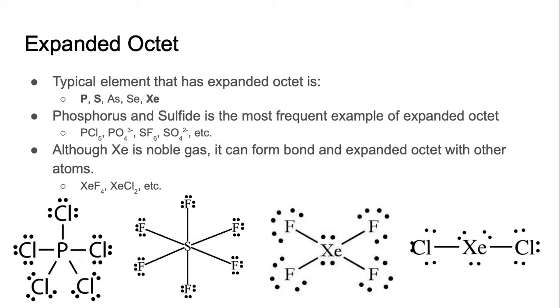So odd electron species, incomplete octet, and expanded octet are the 3 examples of exceptions to the octet rule. Yes, it adds much more confusion to the Lewis structure and octet rule, but it is still an important concept to know in chemistry. So yeah, the lecture is now over. Thank you.